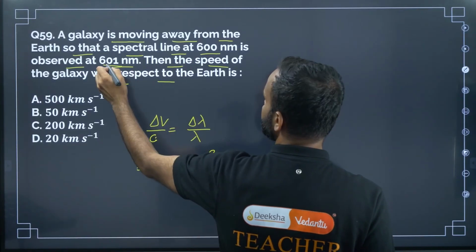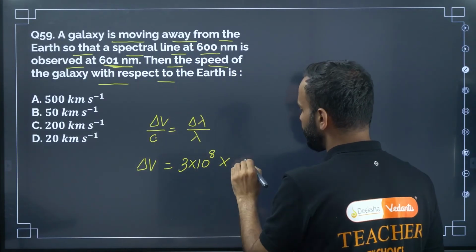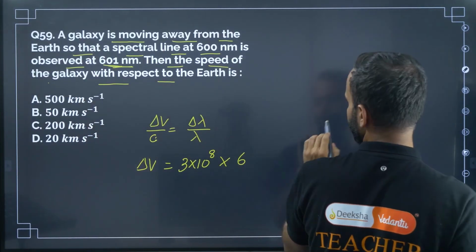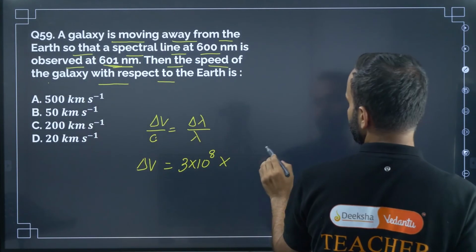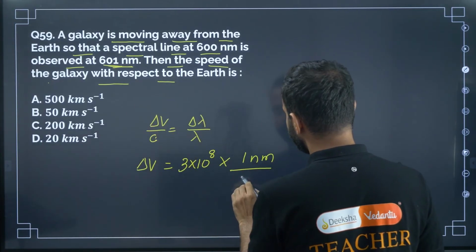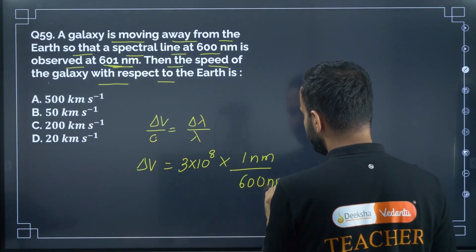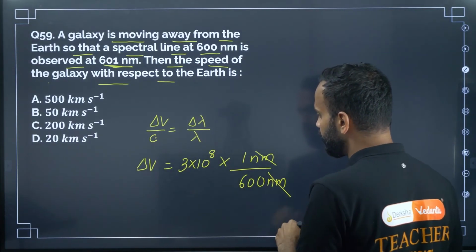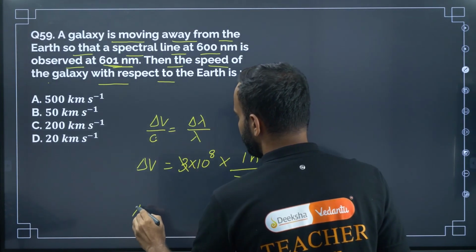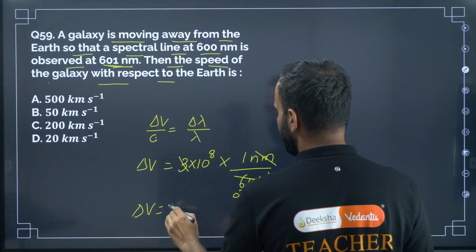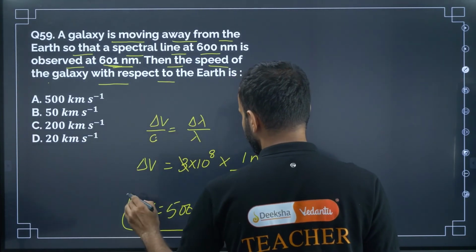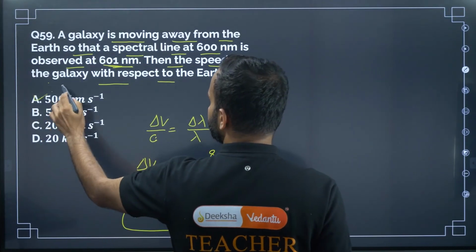Delta lambda is 601 minus 600 nanometer, so that will be 1 nanometer, divided by lambda, which is 600 nanometer. Nanometer will get cancelled. Now this will be 1 by 200, so delta V is equal to 500 kilometer per second. So the correct option is A.